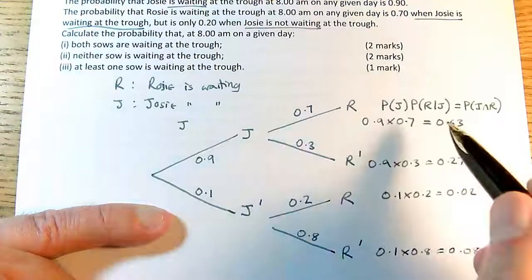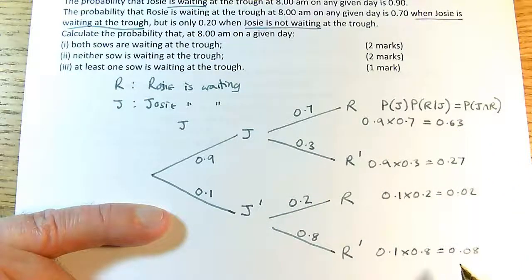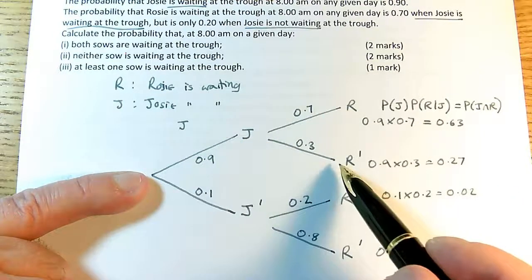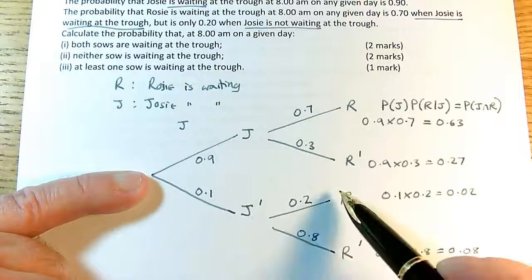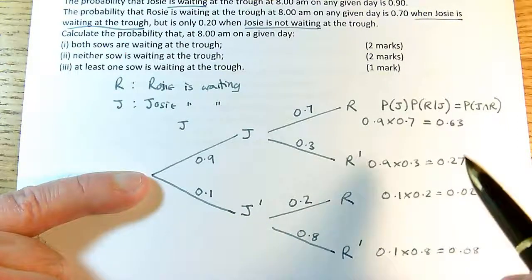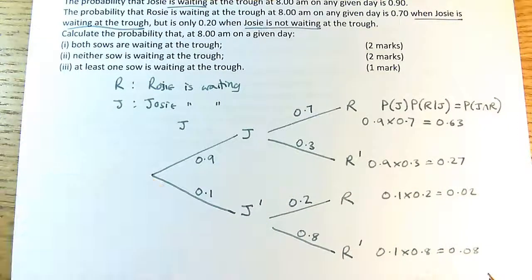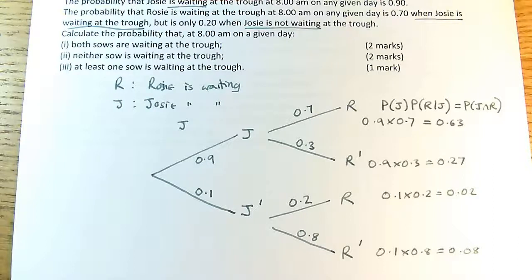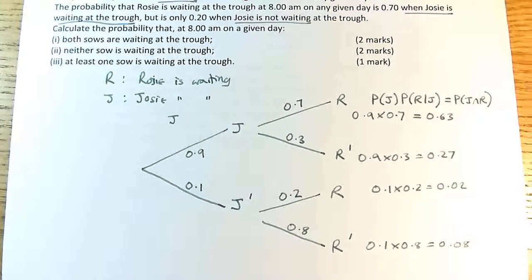So now I've got 4 different final outcomes. The 4 possibilities are they're both waiting, Josie's waiting and Rosie's not, Josie's not waiting but Rosie is, and that neither of them is waiting. And these 4 probabilities, if you check, should add up to 1. If they don't, you've done something wrong, because these are all 4 completely separate final outcomes, so they should add up to an overall probability of 1.